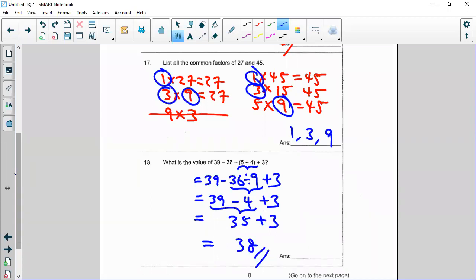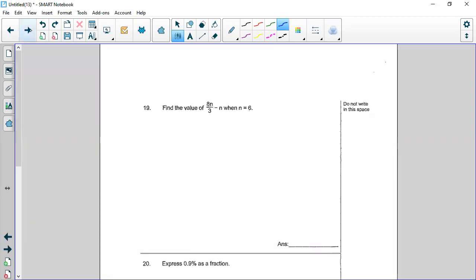Right, question 19. Now algebra, n is equal to 6. That's also not hard. 8 times n. What is 8n? 8n means 8 times n, or 8 times 6. Then you divide by 3 and minus 6. So again, put everything together in one step, so that you don't get confused. 8 times 6 is 48 over 3 minus 6.